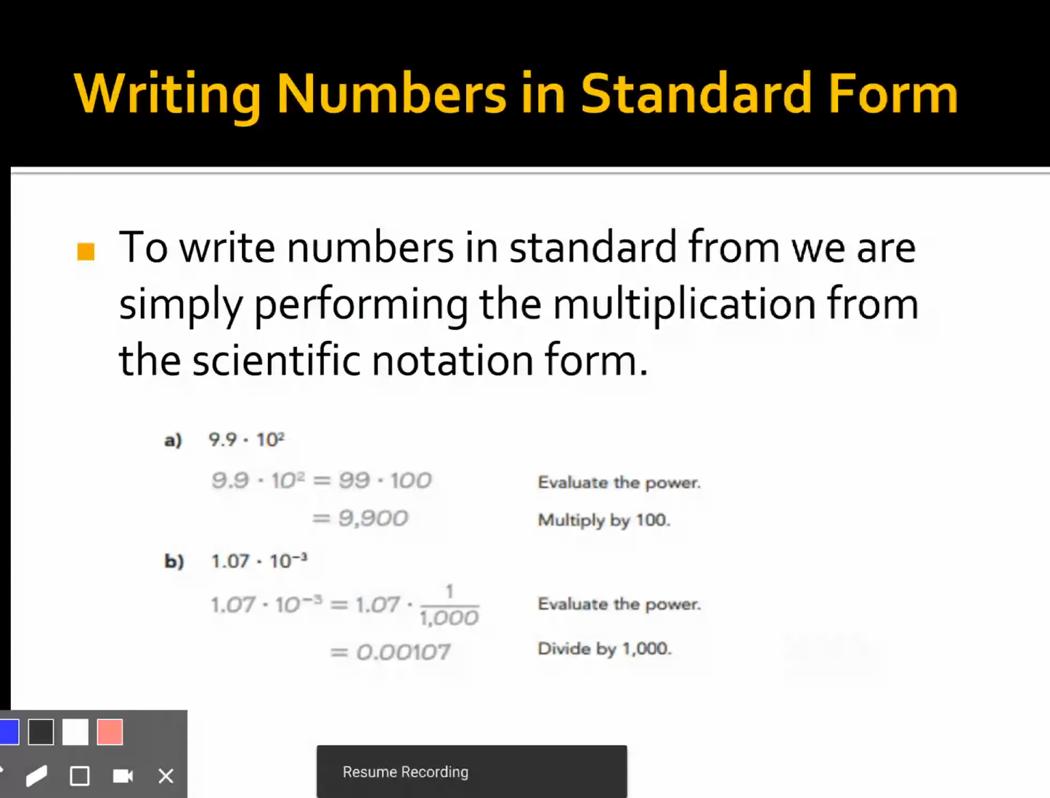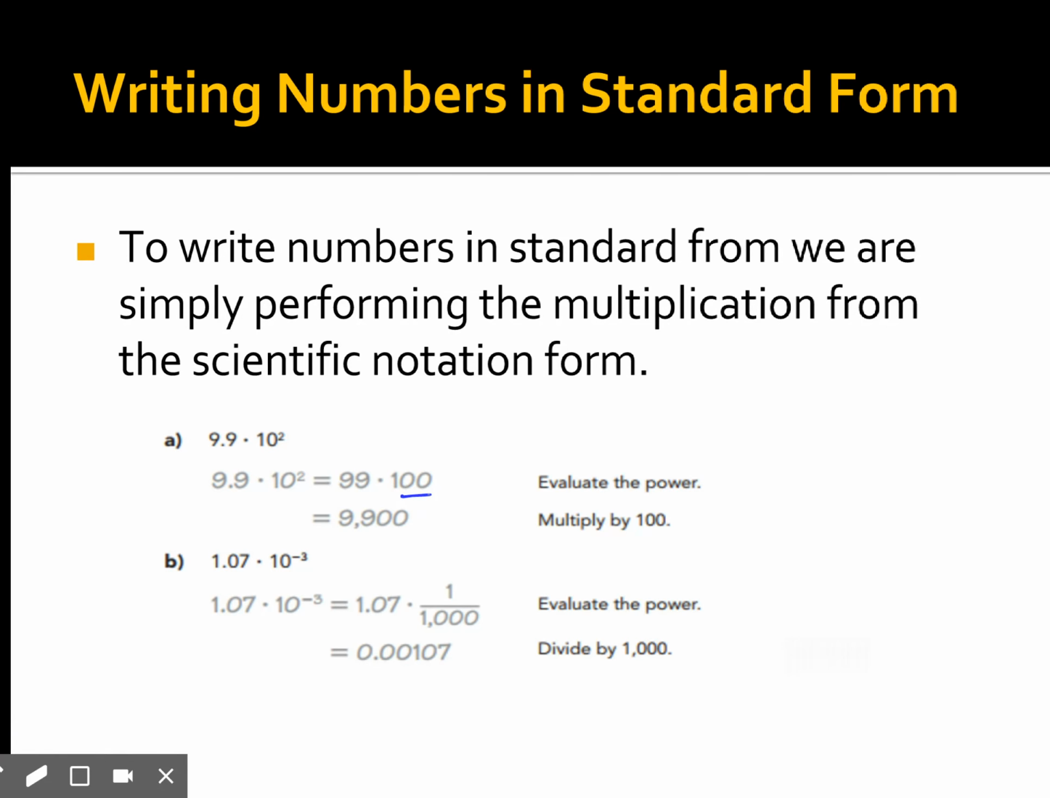So now in this next part, I'm converting actually from scientific notation to standard form. I'm doing the opposite, or simply just doing the multiplication. So letter A here, I have 9.9 times 10 squared. 10 squared is the same as 100. So I would do 9.9 times 100. They made a mistake here, not 99 times 100. It would be 990. And 9.9 times 10 squared would be 990. Because we have a 2 as the exponent, I'm just moving the decimal 1, 2 spaces, and I'd fill in my 0. Okay, sorry for that mistake there.